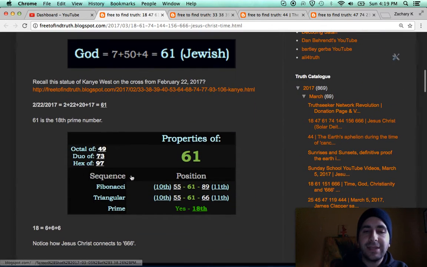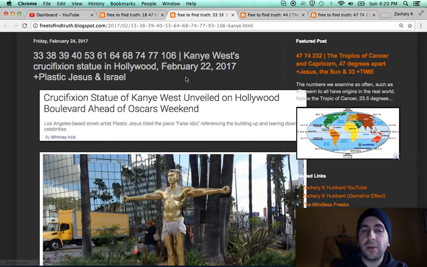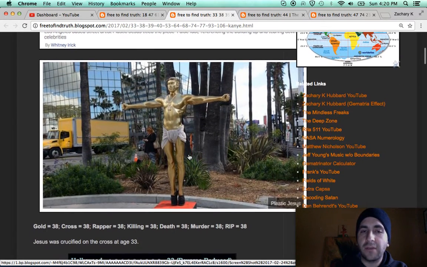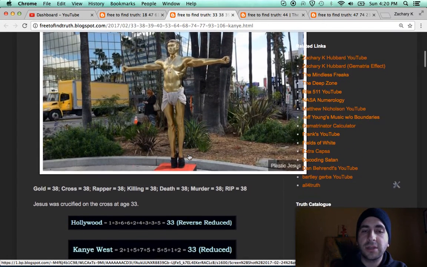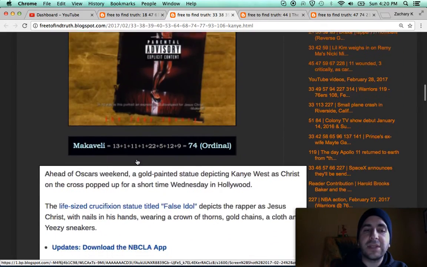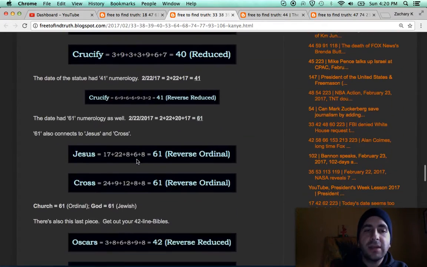61 is the 18th prime number, and I want to show you what the relationship is with 18 and Jesus Christ. Real quick, I just want to remind you, this story came out just a little more than a week ago: a crucifixion statue of Kanye West in Hollywood, California. Kanye West on the cross. The date of this story was February 22nd, 2017, which was a date with 61 numerology. Fitting date, the number we just talked about. That cross emerged in Hollywood February 22nd, 2061, by the numbers.